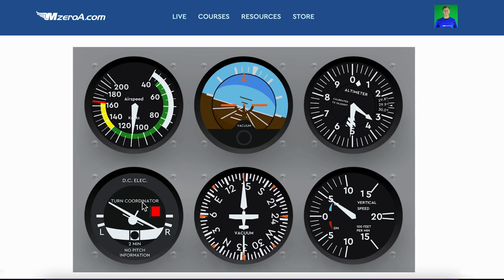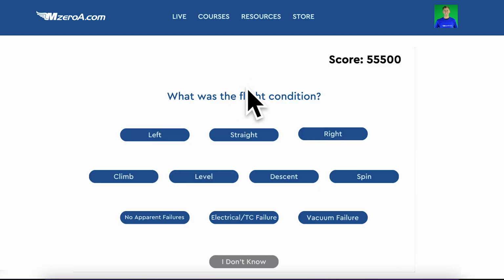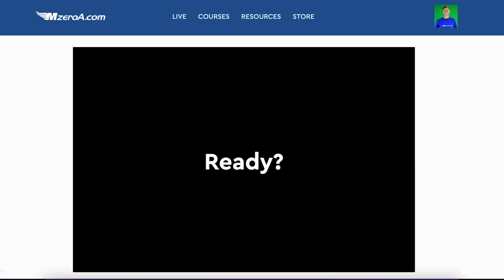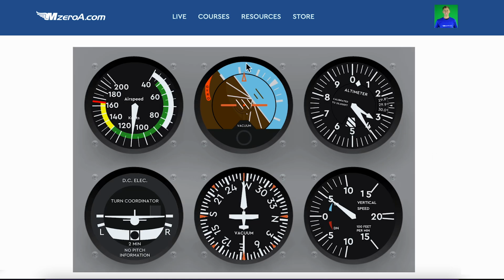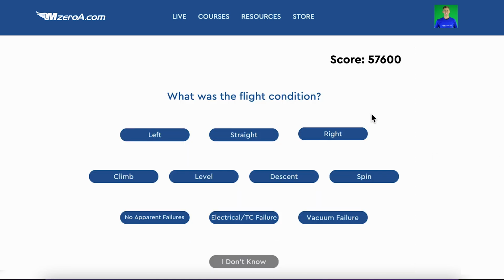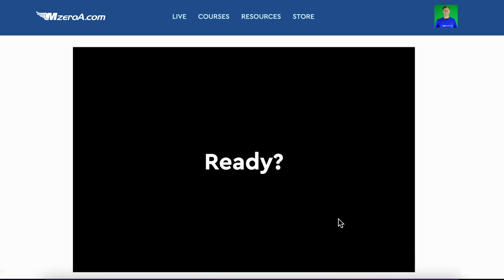All right, I've got another one here. I'm actually turning to the left. Did you see that? I'm turning. I believe I was climbing to the left with an electrical failure. Did everybody catch that? All right, I've got a flag here. I believe I was climbing straight ahead and had a vacuum failure. Go back and look at that one again real quick.